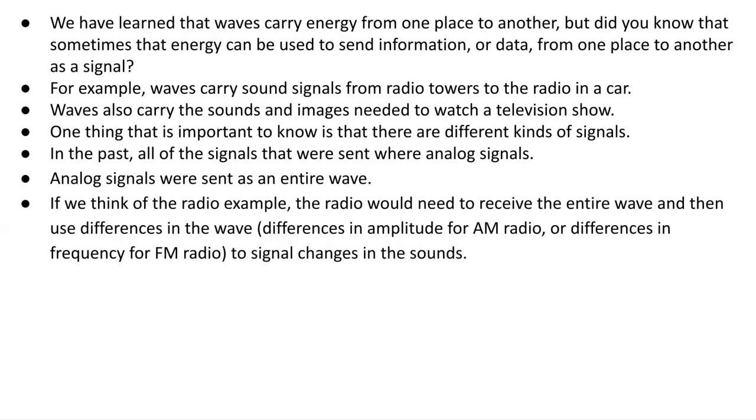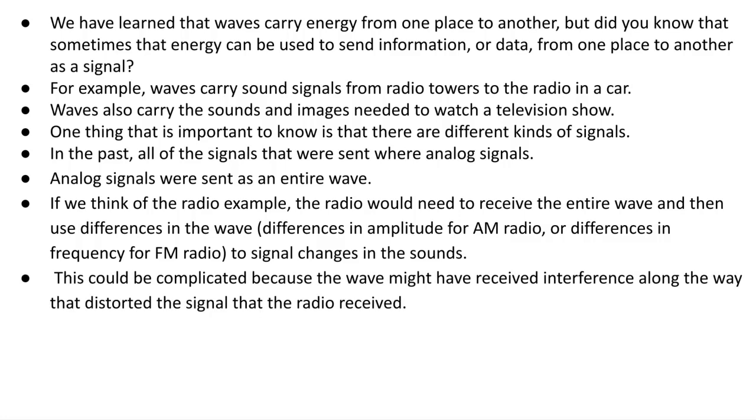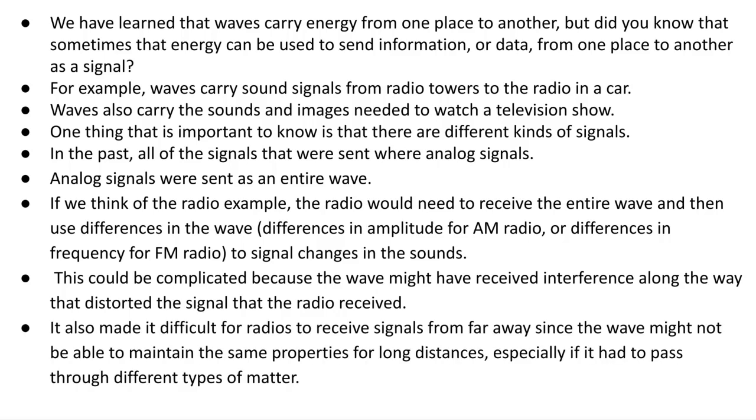If we think of the radio example, the radio would need to receive the entire wave and then use differences in the waves. So differences in amplitude for AM radio or differences in frequency for FM radio to signal changes in the sounds. This could be complicated because the wave might have received interference along the way that distorted the signal that the radio received from the tower. It also made it difficult for radios to receive signals from far away since the wave might not be able to maintain the same properties for long distances, especially if it had to pass through different types of matter, like different solids and liquids and gases.